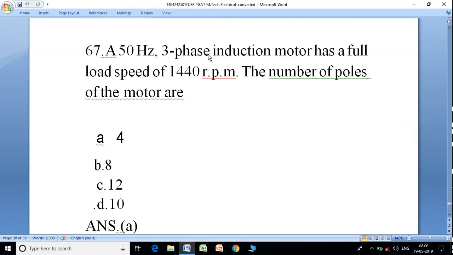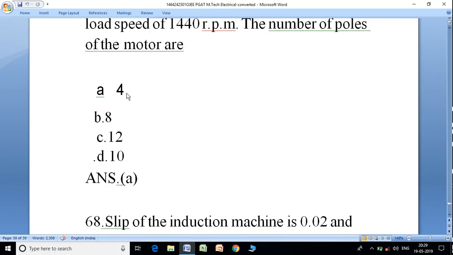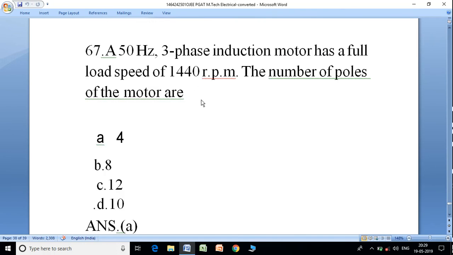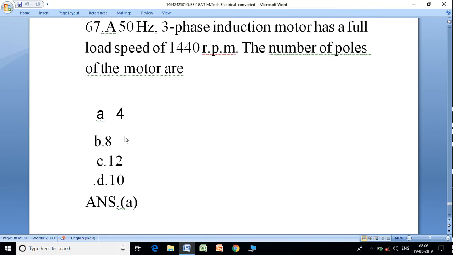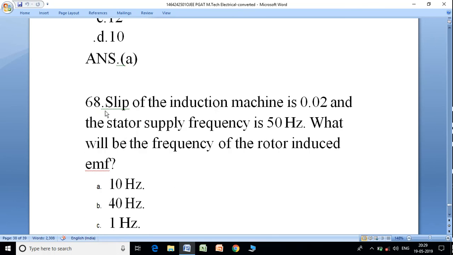A 50 Hz three-phase induction motor has a full load speed of 1440. The number of poles of the motor is 4, because we can find this from Ns is equal to 120f by P. Here we have considered Ns is equal to 1500 RPM. So this is the correct answer.